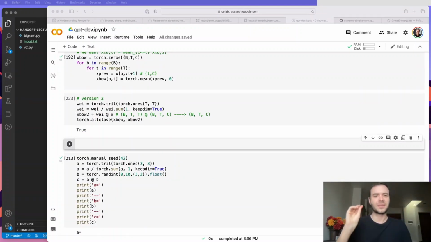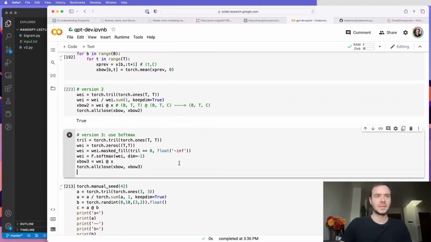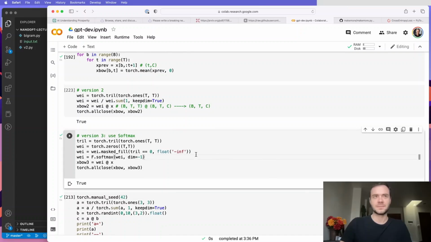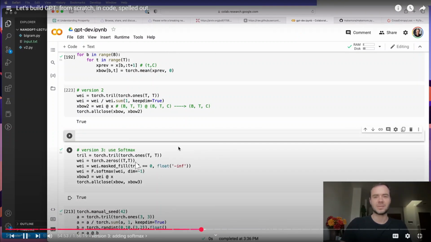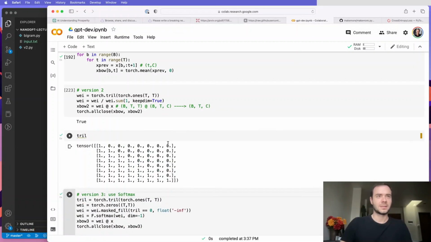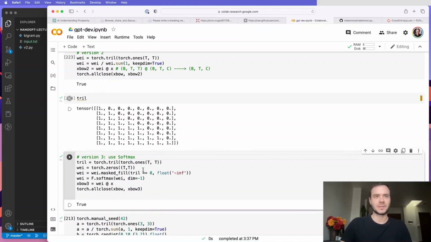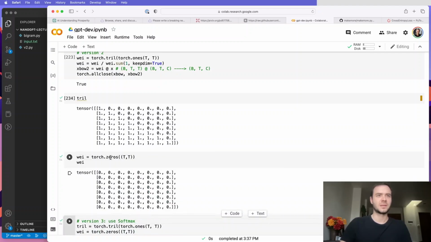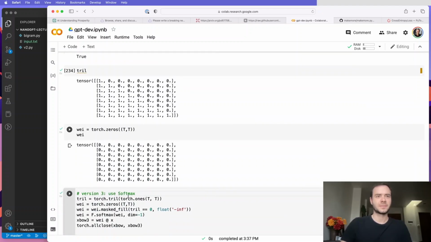And finally, I would like to rewrite it in one more way, and we're going to see why that's useful. So this is the third version, and it's also identical to the first and second. But let me talk through it. It uses softmax. So trill here is this matrix, lower triangular ones. Way begins as all 0. So if I just print way in the beginning, it's all 0.